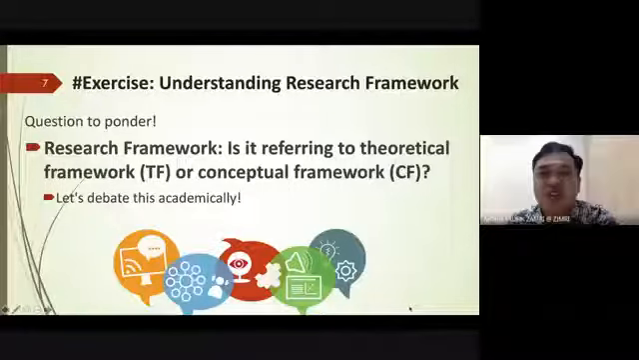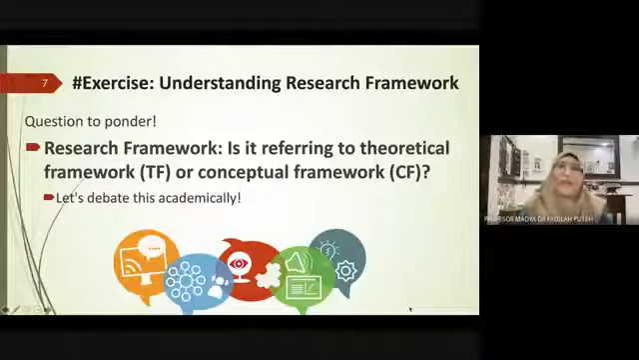So we have in the chat box NL Dani saying that it is conceptual framework. Aiza Masri also said that it is conceptual framework. Okay. So two participants said that research framework is actually conceptual framework, isn't it?